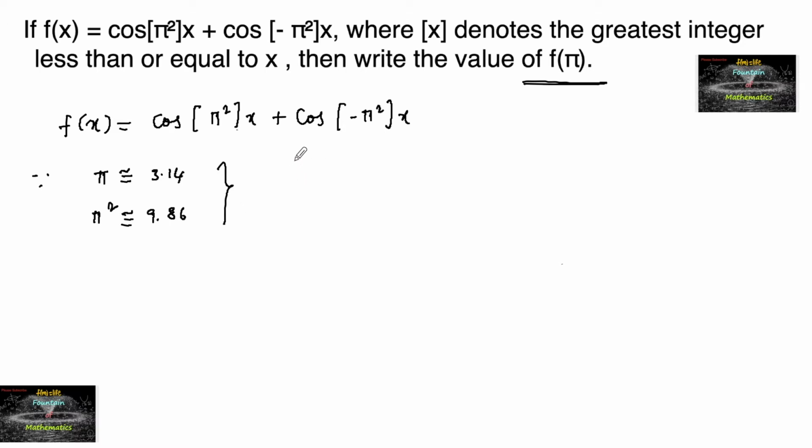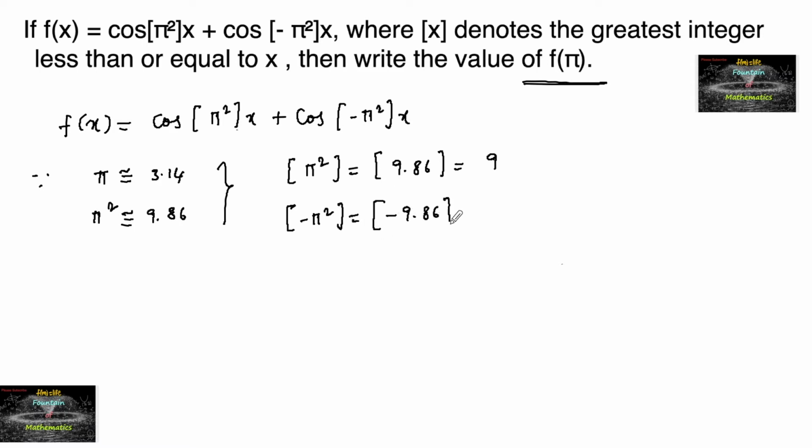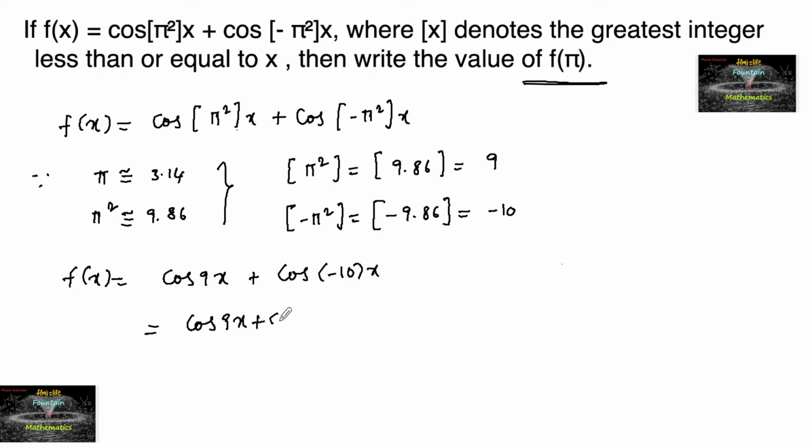So step of pi square is equal to step of 9.86. The greatest integer function of 9.86 is 9, because 9 is the greatest integer less than 9.86. And step of minus pi square is step of minus 9.86, which equals minus 10, because minus 10 is the greatest integer less than minus 9.86. So our function f of x can be written as cos of 9 times x plus cos of minus 10 times x, which is equal to cos 9x plus cos 10x, since cos of minus theta is equal to cos theta.